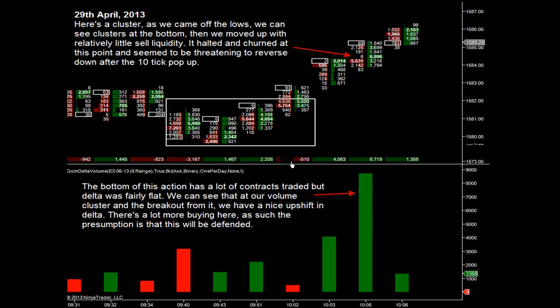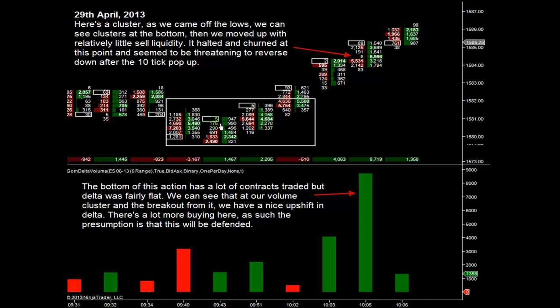So if you were watching the delta for clues of what was going on, it wouldn't really be giving you much of a clue. The delta actually only starts building as we move away from the low. And that's where the delta starts giving us some confirmation in terms of a bias, a long bias. But otherwise, looking at the delta, you really wouldn't have a clue that exceptional volume had traded in this area.